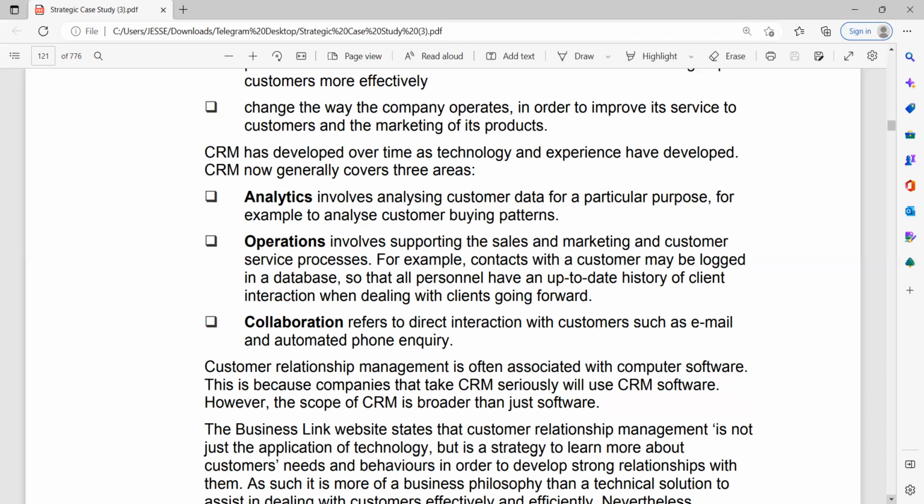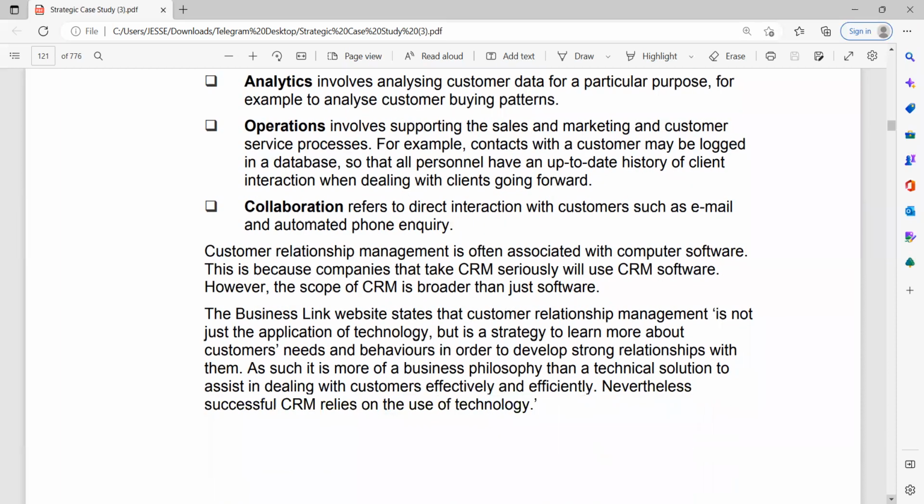Then you have collaboration. Collaboration refers to direct interaction with customers, and this could be through email, automated phone inquiries, text messages, etc. So these are the three arms of CRM: analytics, operations, and collaboration.